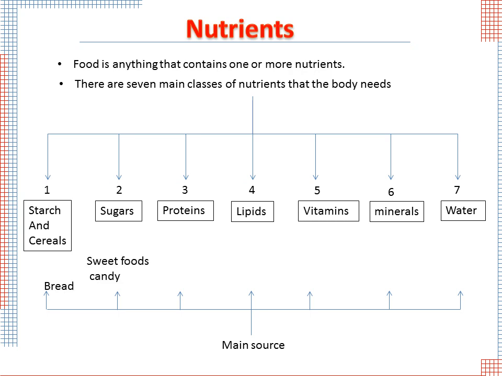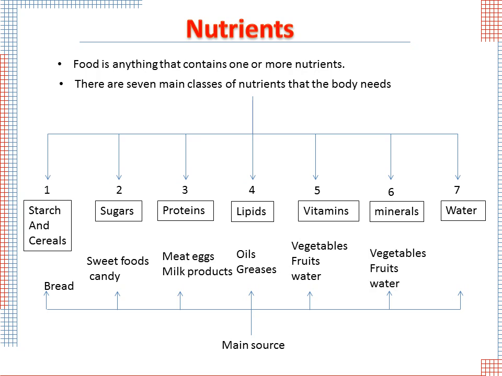The main source of sugars is sweet foods and candy. The main source of proteins is meat, eggs, and milk products. The main source of lipids is oils and greases. The main source of vitamins is vegetables, fruits, and water. The main source of minerals is vegetables, fruits, and water. The main source of water is potable water and most kinds of food.